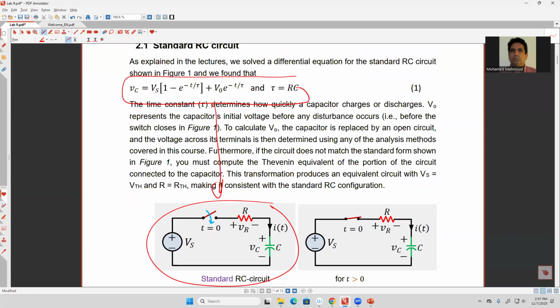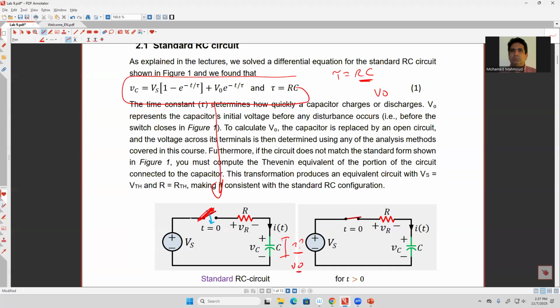And in order to use this formula, I need to calculate three values. Number one, tau, which is equal to R times C. This is R and this is C. Also, I need to know V naught, which is the initial value of the voltage before the disturbance happened. For example, here the switch was open, there was some voltage here, whatever this voltage is, V naught.